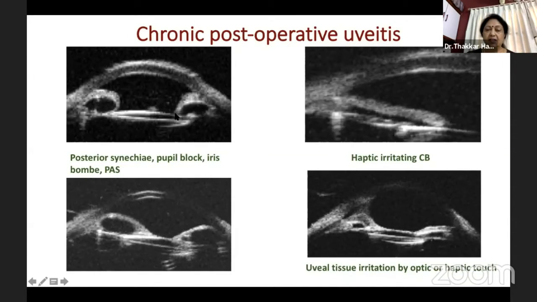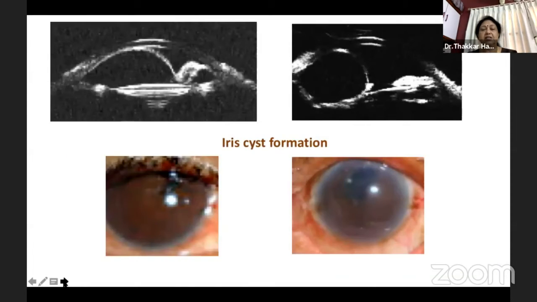This is the most common picture seen in cases of pseudophakic glaucoma, that is, chronic postoperative uveitis will cause posterior synechia, maybe causing optic capture at the edge or in the center of the lens, and thereby pupillary block. So there is iris bombe, and after a few days or hours, it will result in peripheral anterior synechia and damage in the form of glaucoma. Or as I told you, the optic or haptic may be causing uveitis by touching the ciliary body or iris.